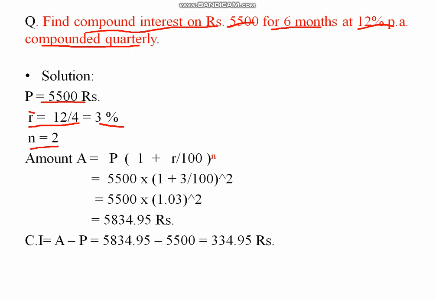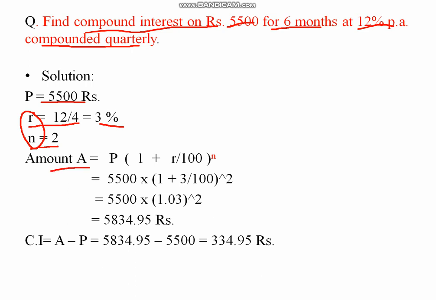This finding of R and N is very important. R is equal to 12 upon 4 because compounding is done quarterly. In 1 year there are 4 periods, so that's why we take 12 upon 4, equal to 3%, and N equal to 2, because the period is given as 6 months and in 6 months there are 2 periods.